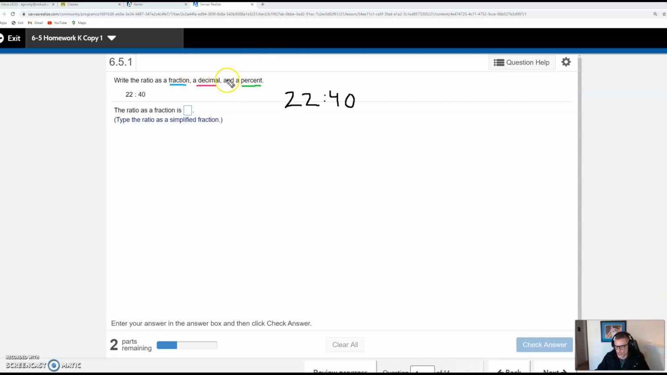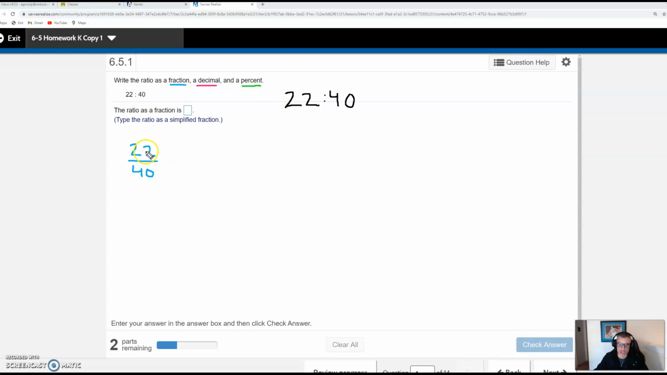And there's actually a really logical reason to this order here. Once I have it written as a fraction, remember a fraction is a division problem, and I can turn the fraction into a decimal. And once I have the decimal, I just multiply it by 100, and I'll have the percent. All right, so turning this into a fraction is actually really easy. 22 to 40 just means 22 over 40. So this is how we write the ratio as a fraction.